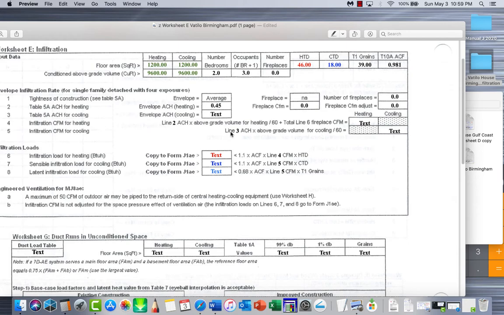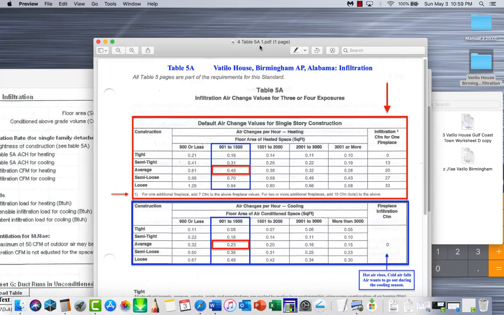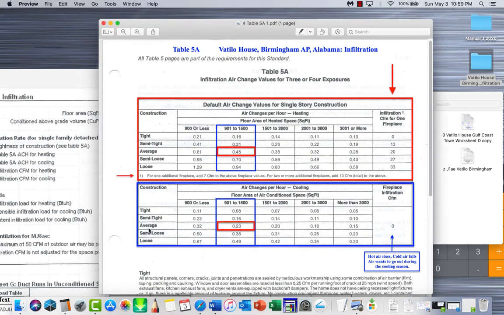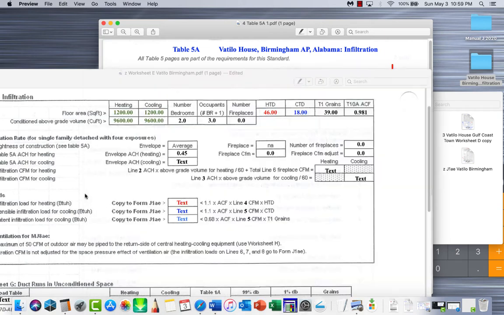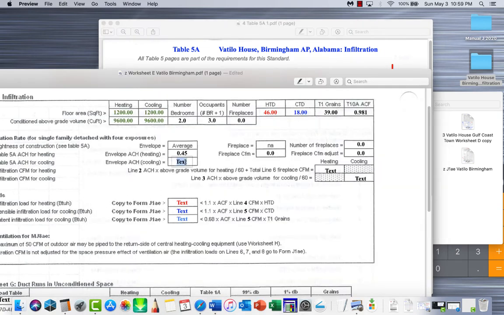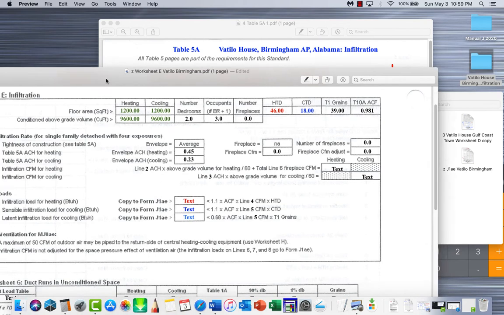Okay. Moving along to the next line, back to the table for the cooling. We're going to find our cooling for this one. Remember, it's a 1,200 square foot home. So with a 1,200 square foot home, we're going to be in this column right here. Average tightness, so 0.23. Now, here we go. We just have to move left to right.